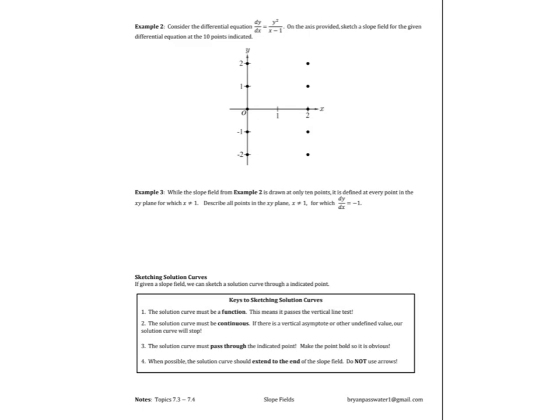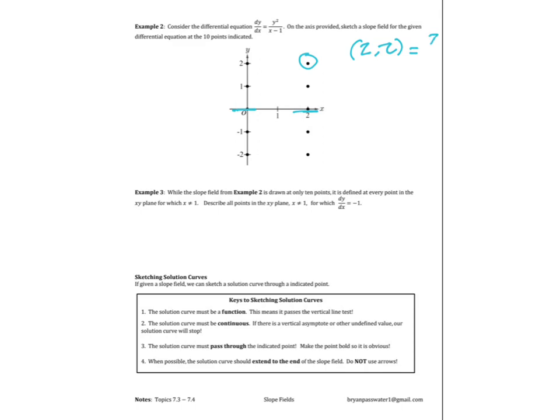Let's do, what is the slope going to look like? Well, along the x-axis, you can tell if I plug in 0 for y, it's going to zero out this Diffie Q. So we're going to have horizontal lines on the x-axis. Would you agree with that? Let's plug in 2 comma 2. So I'm talking about this point up here.